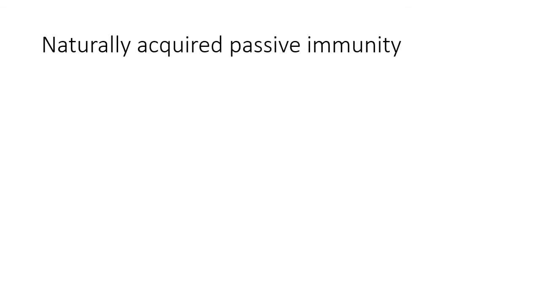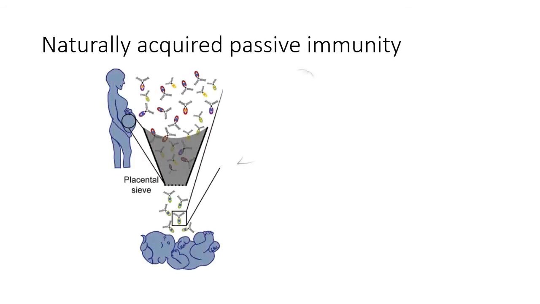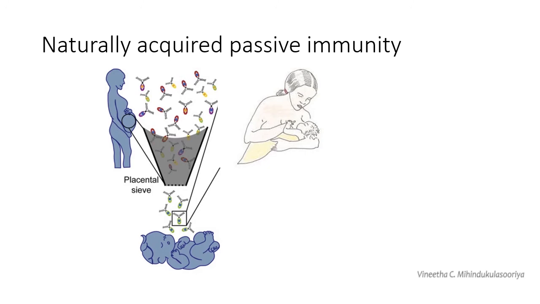Naturally acquired passive immunity. The immunity which babies get from the mother through the placenta or by breast milk is an example of naturally acquired passive immunity. Babies get antibodies produced by the mother this way, and the immunity obtained exists for a short period of time.